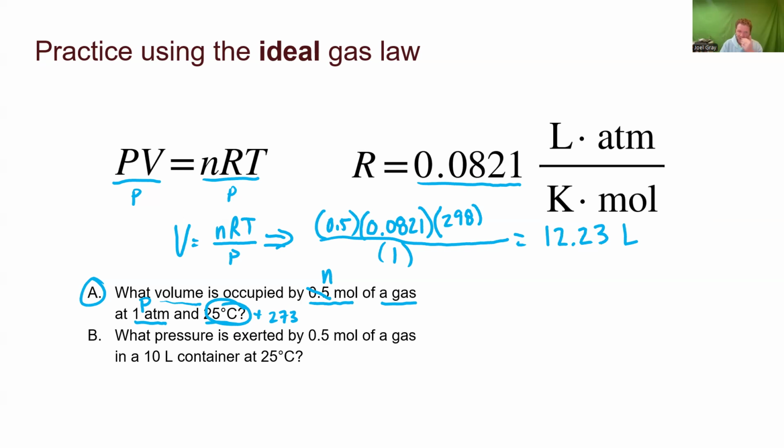Now, this next option B says, what pressure is exerted? So what we need to do is rearrange this equation to isolate P. P is equal to nRT over V, or volume, 0.5 moles. So I'm going to extend this out, say 0.5. I'm going to use my R value, which is 0.0821. And then I'm going to use my temperature, still 298.